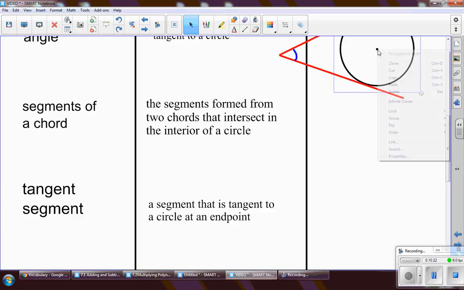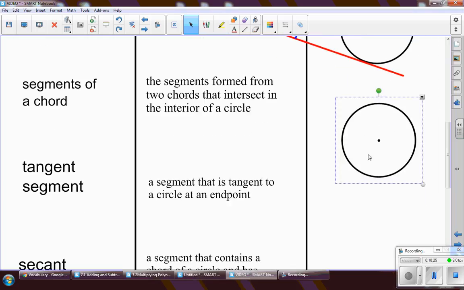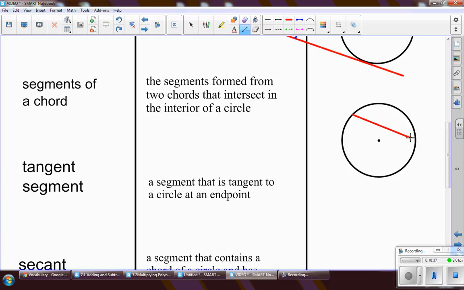All right, and now we're going to close to finishing up. Segments of a chord. The segments formed from two chords that intersect on the interior of a circle. So we've got two chords inside the circle, and notice that they intersect. These segments that are formed right there, and right there, and right there, and right there are called the segments of a chord.